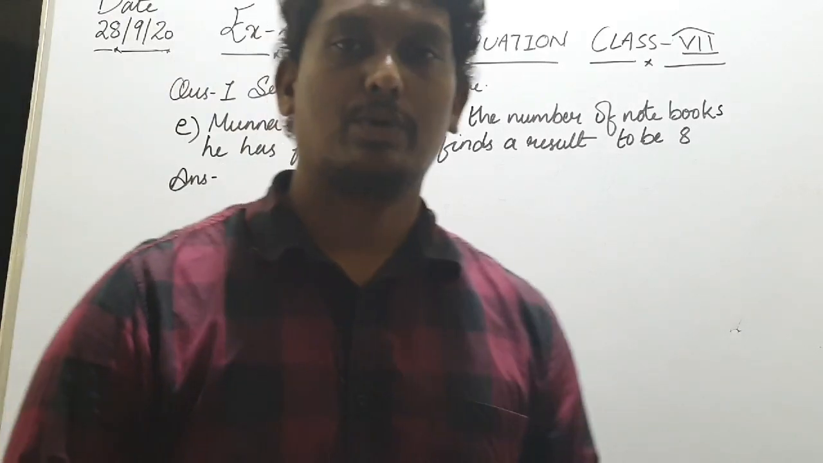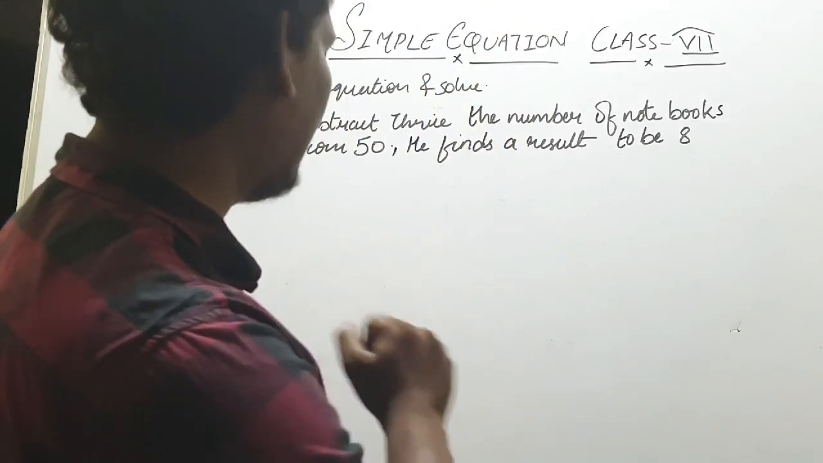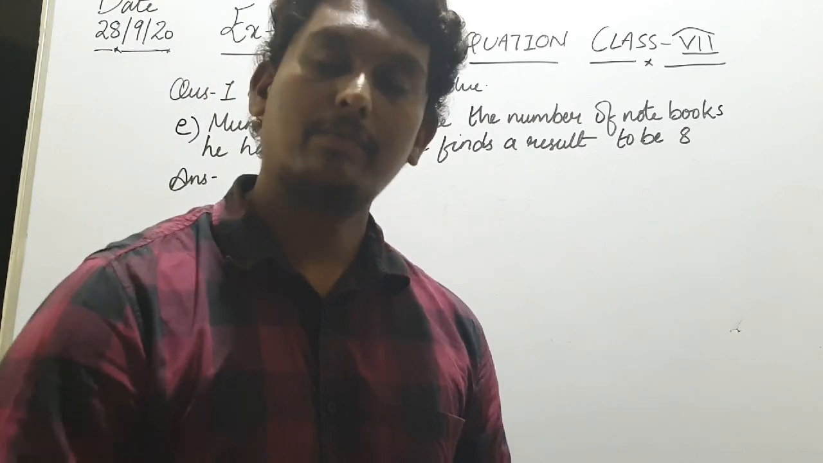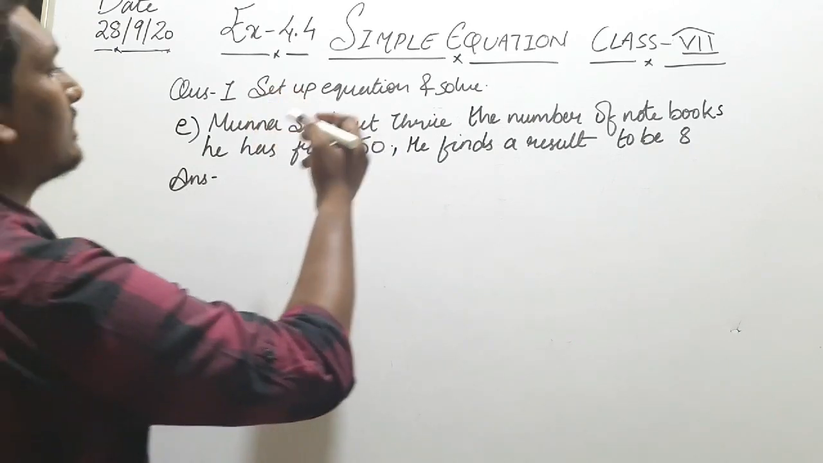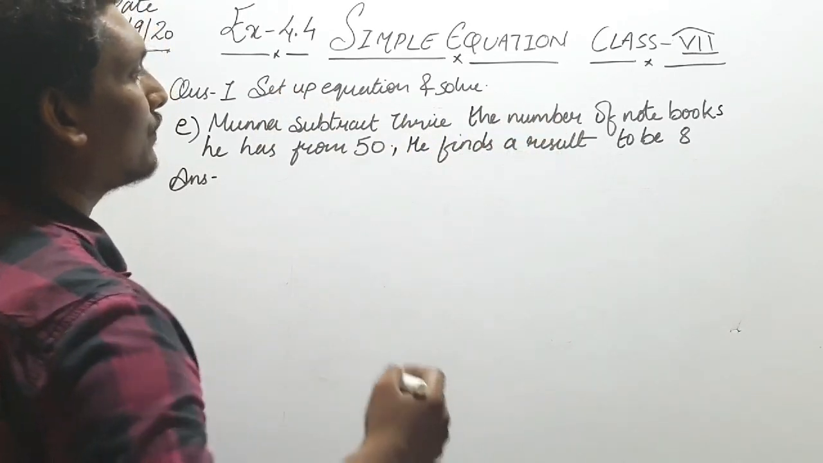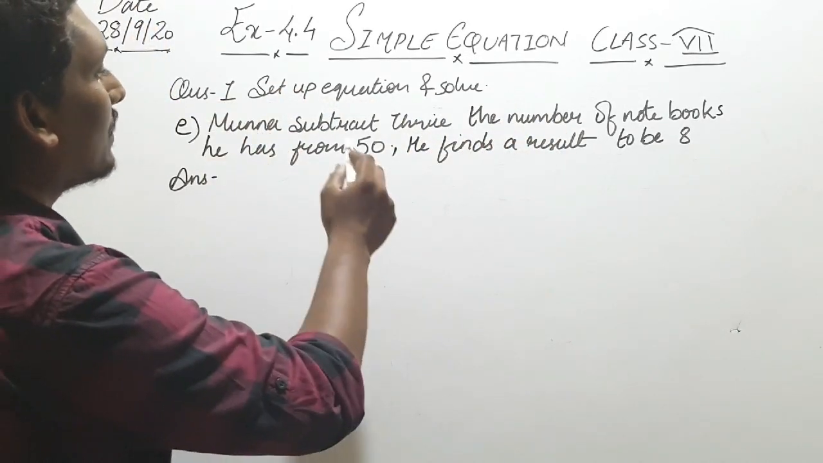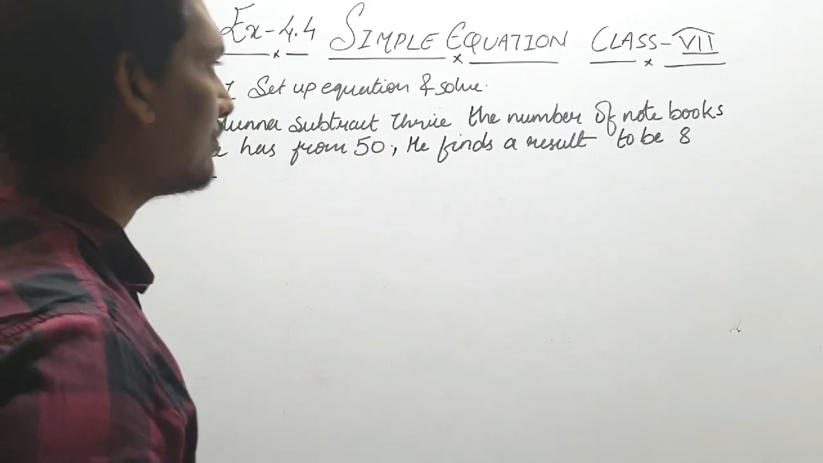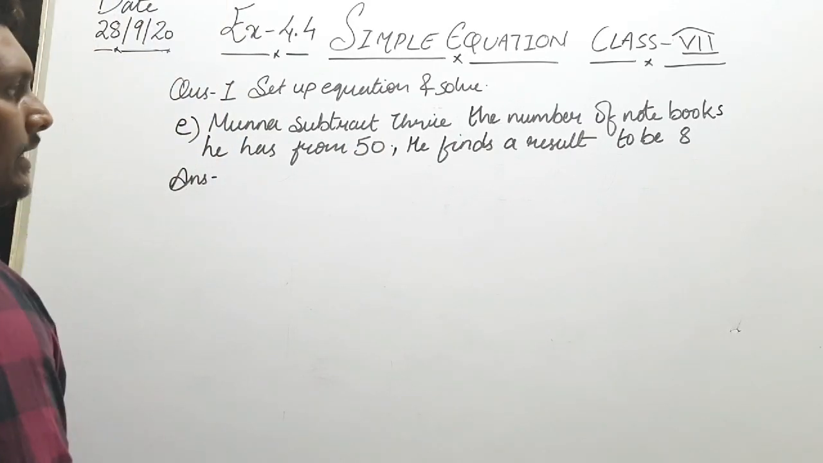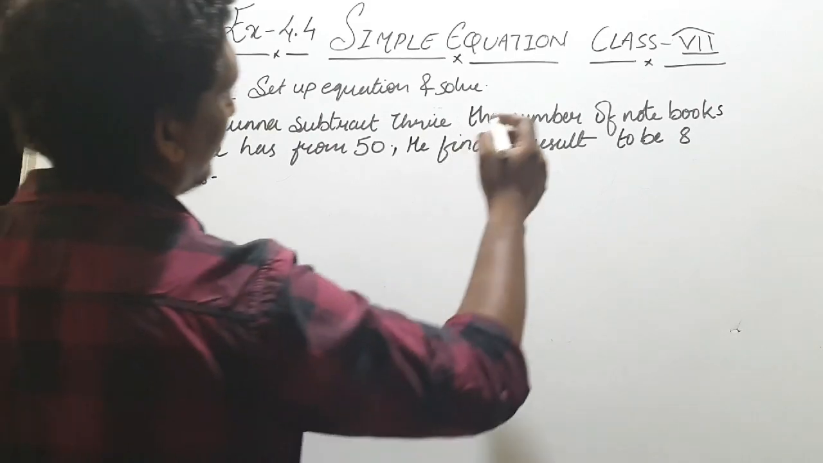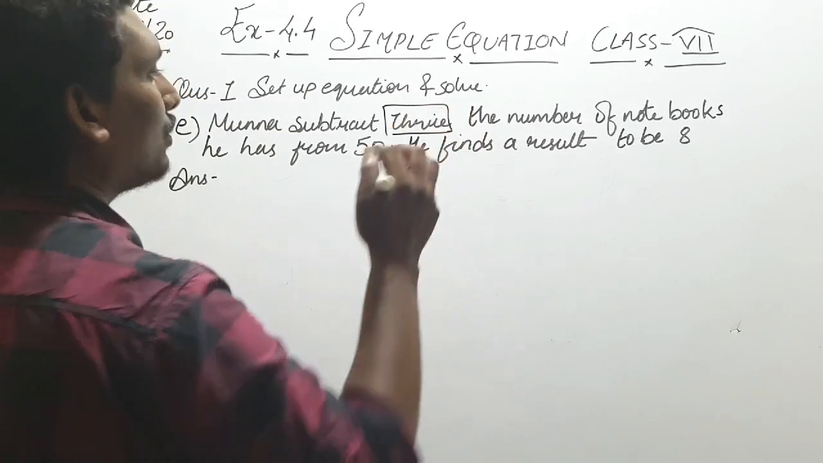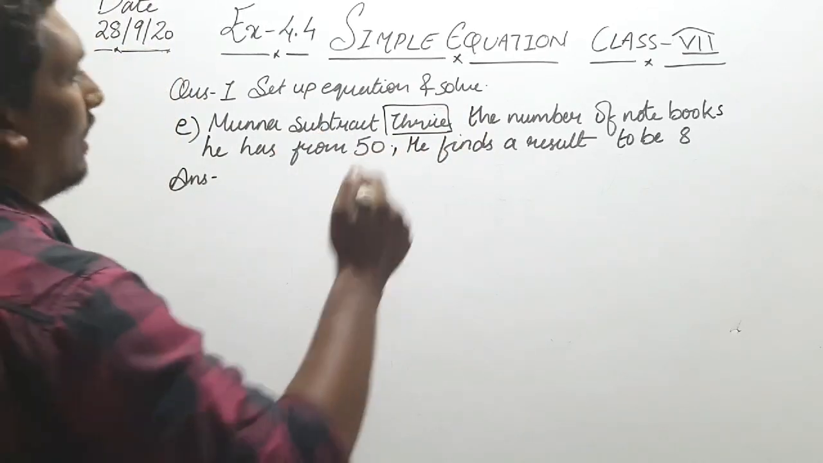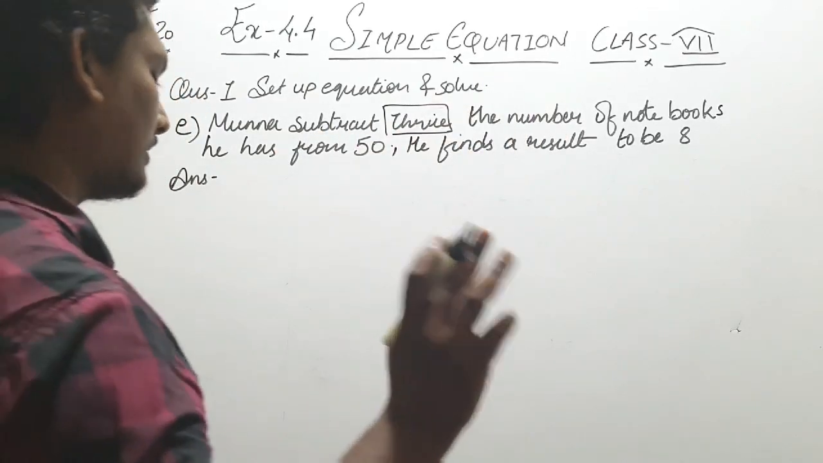Okay, now come to the next question, that is E. D I have not done, D is homework for you. Now come to the next. Munna subtracted thrice the number of notebooks he has from 50. Now here there is some change. Again, a number is here. Thrice stands for 3 times, right?